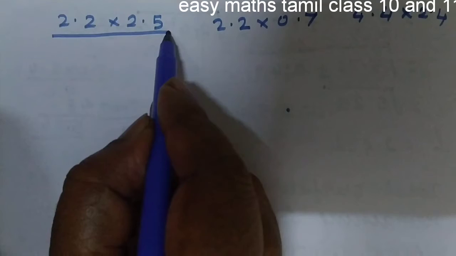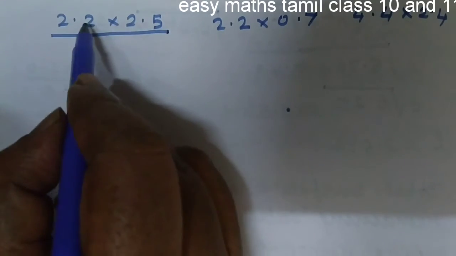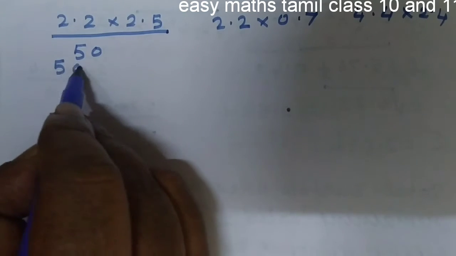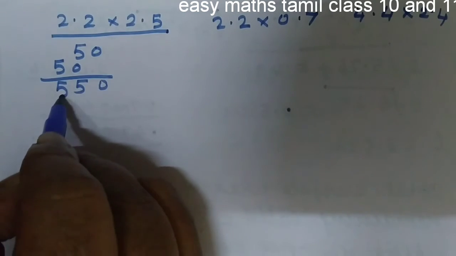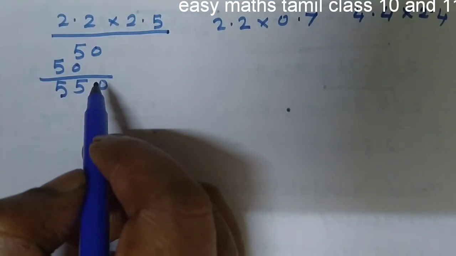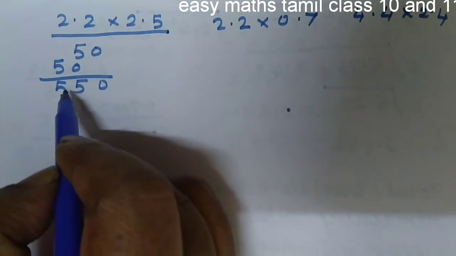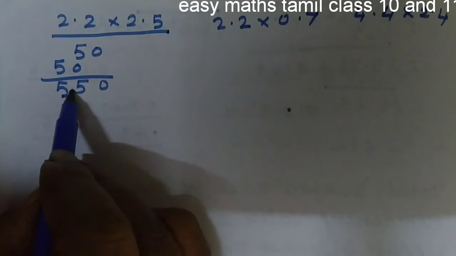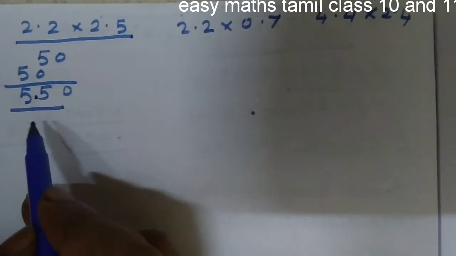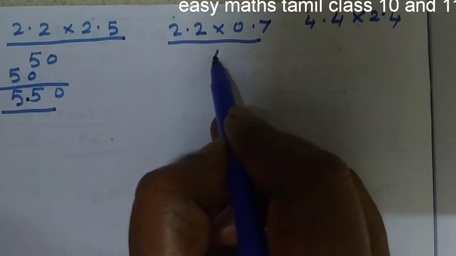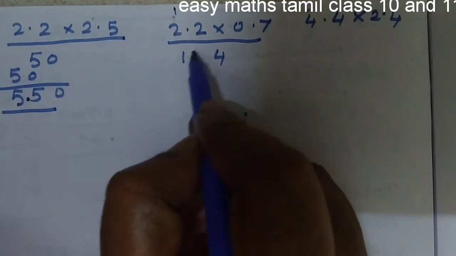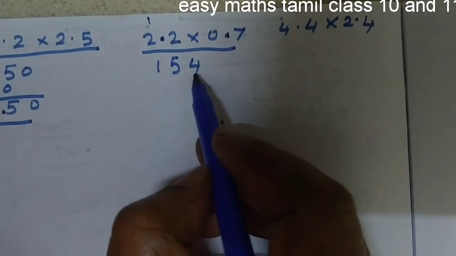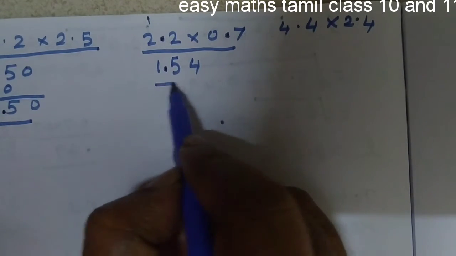2.2 into 2.5 is 5.50. Two digits, one digit, one digit, so place the decimal point after two digits, 5.50. Then 7 2s are 14, one digit, here also one digit, so totally two digits. Place the decimal point after two digits, 1.54.